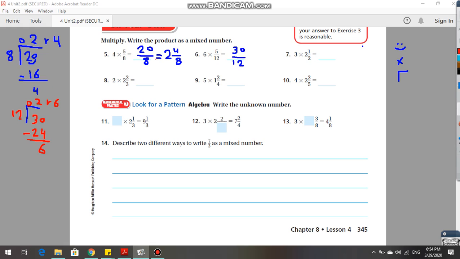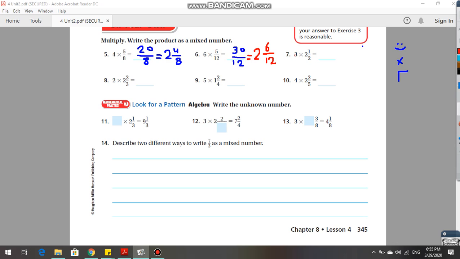So my final answer is what? Whole number is what? 2. And here is my fraction. Numerator is 6. Remainder is the numerator. Remainder is the numerator. Denominator never changes.